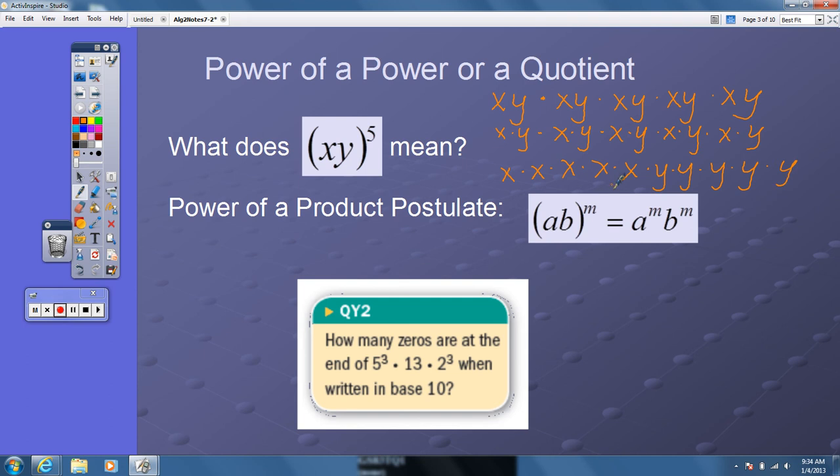And what do I have? X to the 5th, y to the 5th. This should make sense to you. Oh yeah, I see it. Okay, here's what the power of a product postulate states. If you have a product, a multiplication problem, and that whole multiplication problem is taken to a power, you can take each piece to that power.